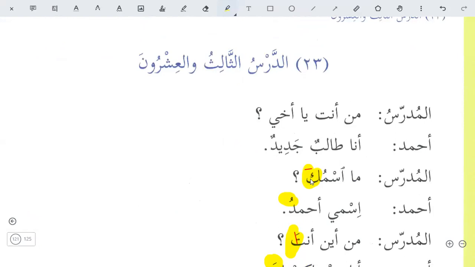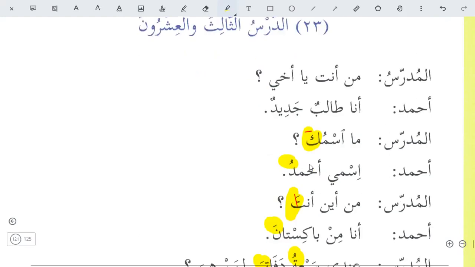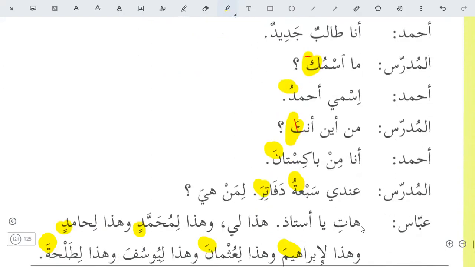Shamsuddin. Assalamu alaikum wa rahmatullahi wa barakatuh. Wa alaikum assalam wa rahmatullahi wa barakatuh. Bismillahi rahmani rahim. Teacher: Who are you, O brother? I am a new student. What is your name? My name is Ahmad. Where are you from? I am from Pakistan.